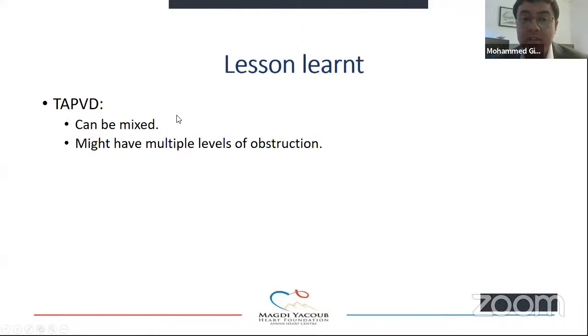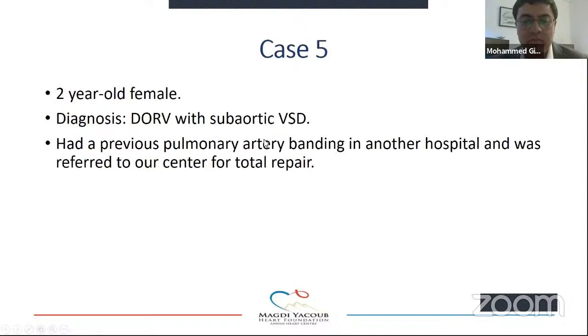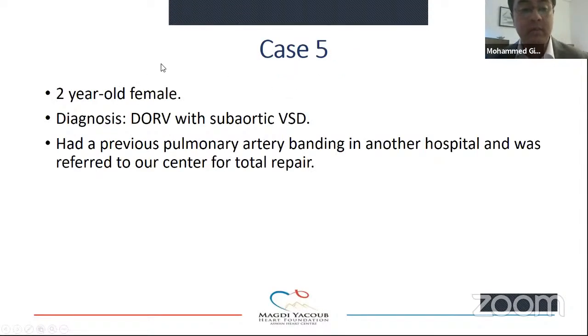So, lesson learned from this case. Total anomalous pulmonary venous drainage can be mixed. And not only mixed, but you can see multiple levels of obstruction. Okay. So, check every vein and trace the venous confluence separately, or each one by one, okay, to exclude any associated or multiple obstructions.